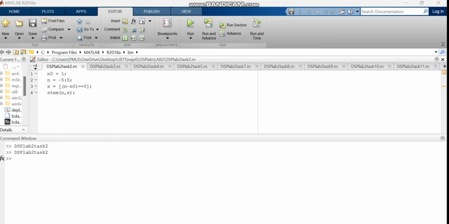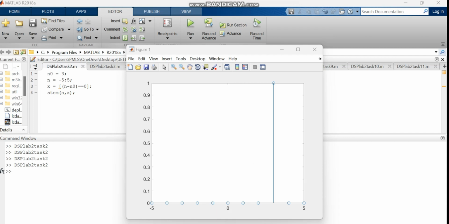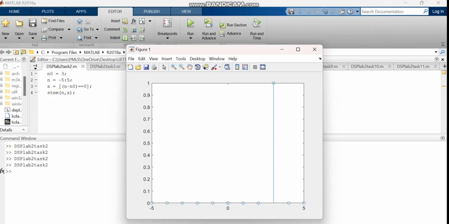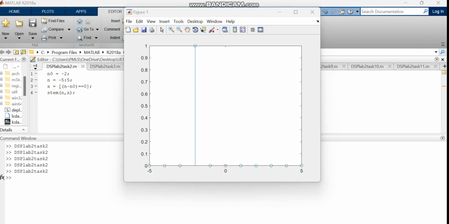Now we will observe the effect of changing the delay period, which is the starting point n0. Here we increase the value of n0 from 1 to 3, and we see that increasing n0 will delay the onset of the step signal. Here we decrease the value of n0 from 1 to -2, and we observe that by decreasing n0 it will advance the onset of the step signal.